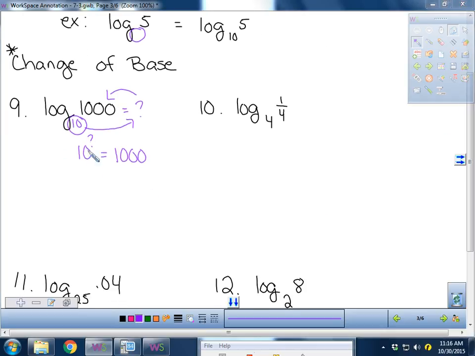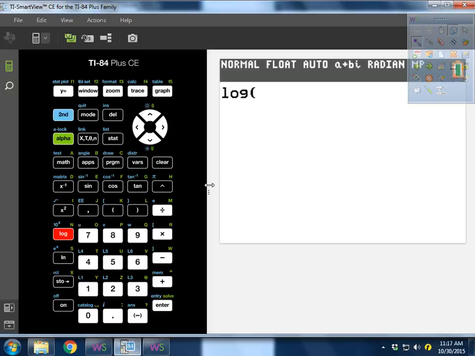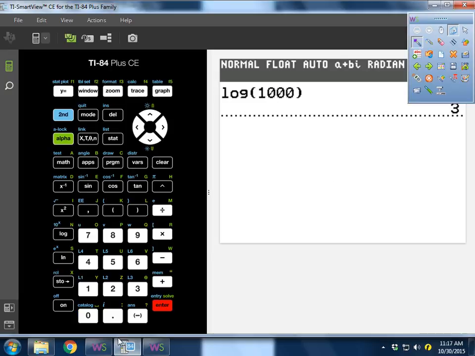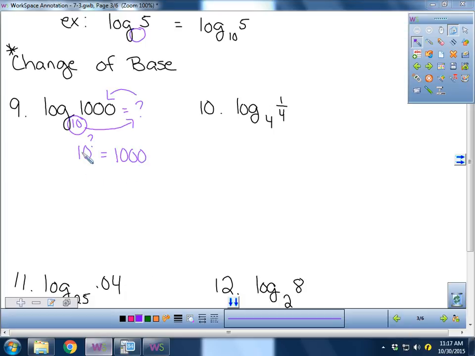So with that being said, I can still just plug that directly into my calculator. Okay? So I can say log 1,000, and that's going to tell me that it is 3, which makes sense to me because 10 to the third power is 1,000. So the answer is 3.